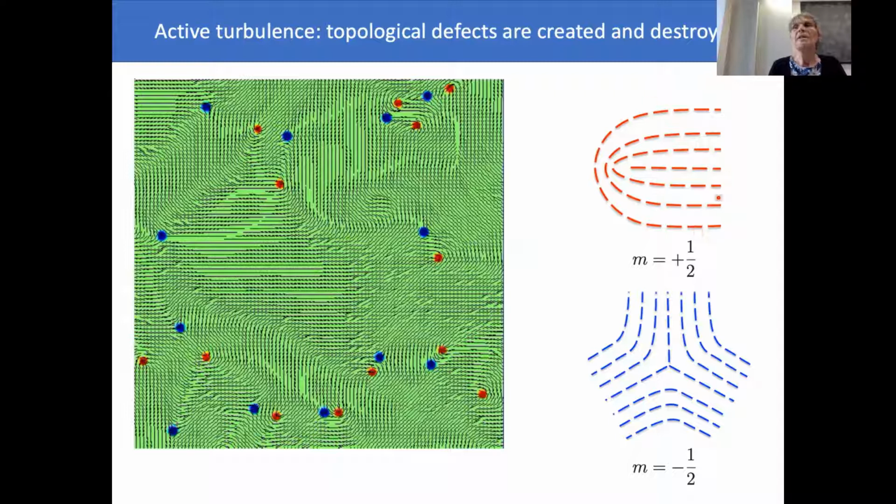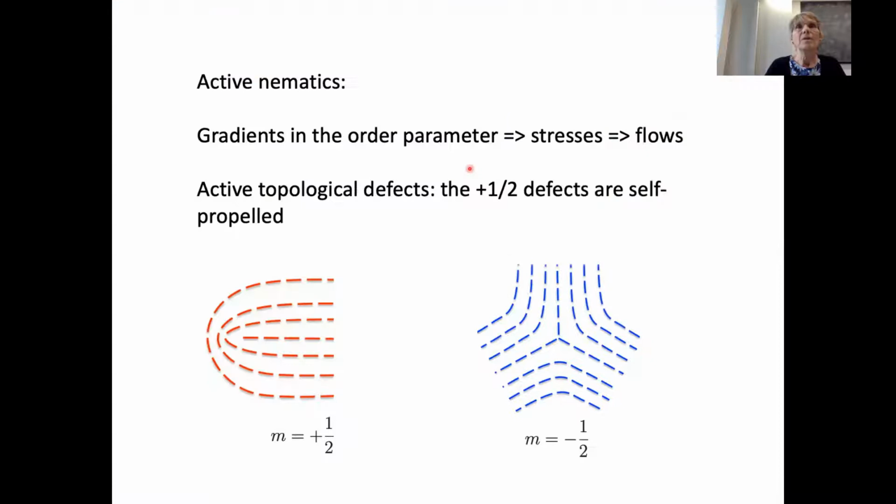And so this is going to set up a flow field. And because of the symmetry, the polar symmetry, that's going to be an unbalanced flow field. And this thing is going to move, and it actually moves towards its head. So this is a summary of what's going on in these active systems.